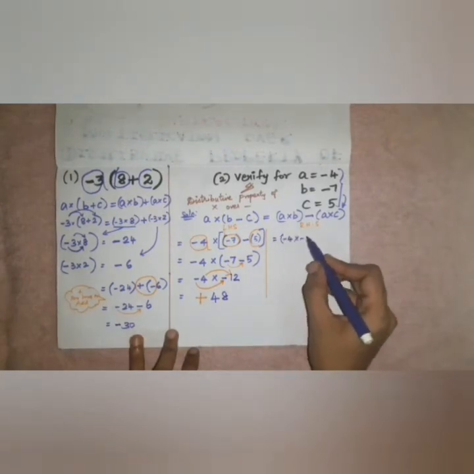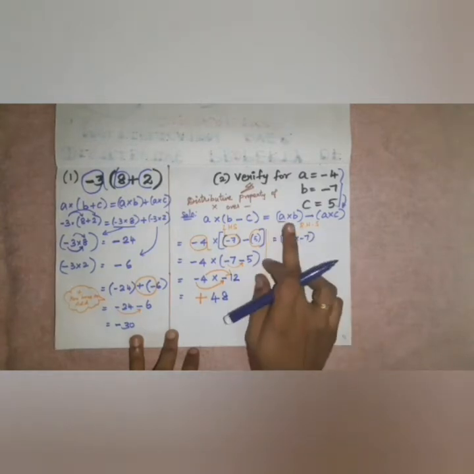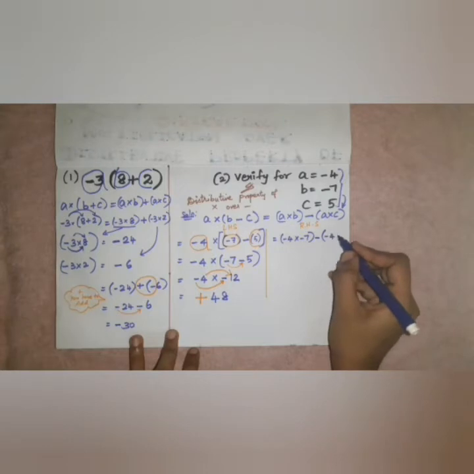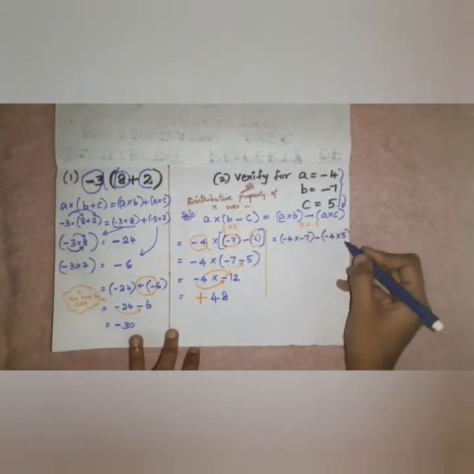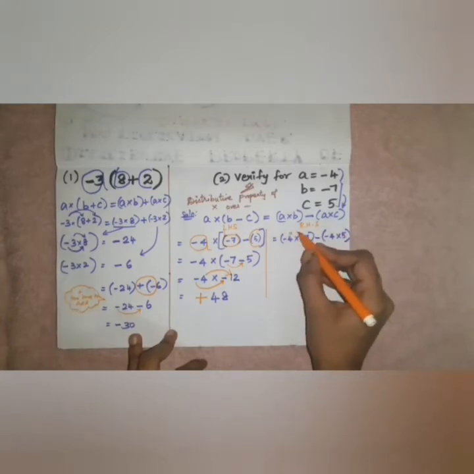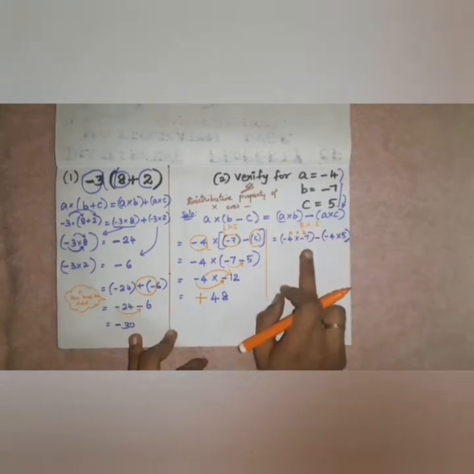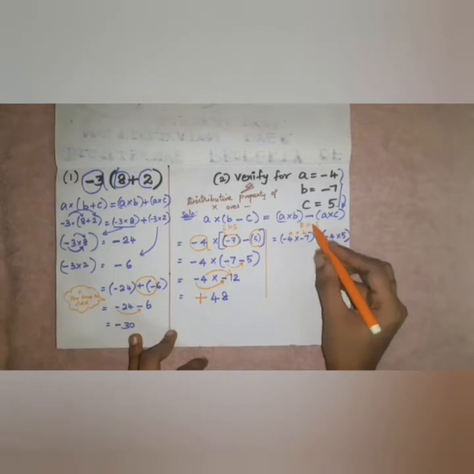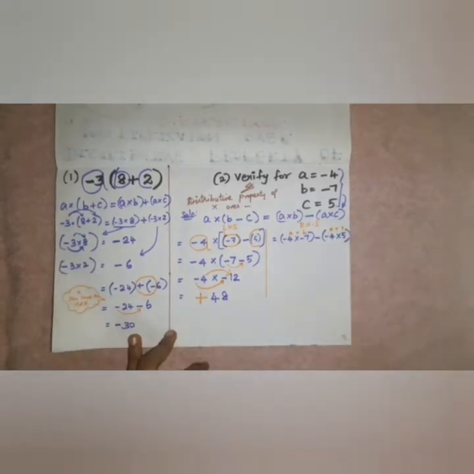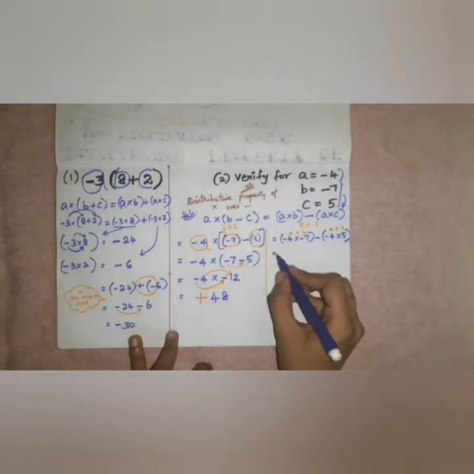So it is A into B, where A is minus 4 into minus 7, minus of A into C, minus 4 into 5. I'm just substituting. We do the brackets separately, then we will subtract. A into B, minus, because it is there in the law. Clear? So let's do that.